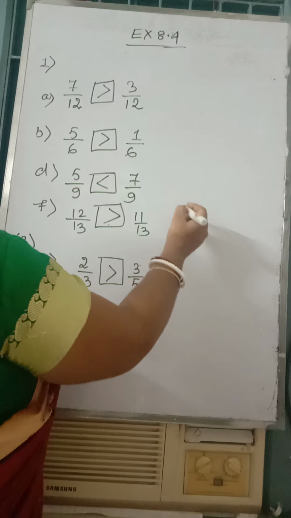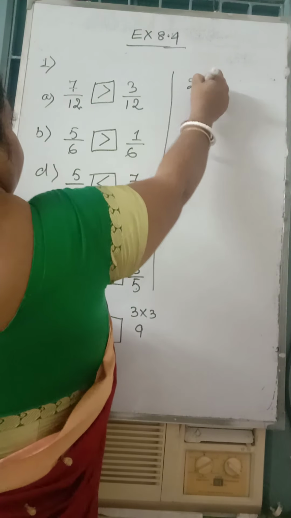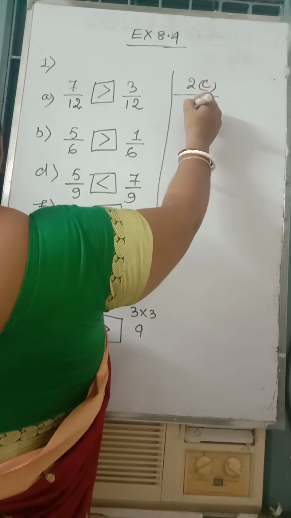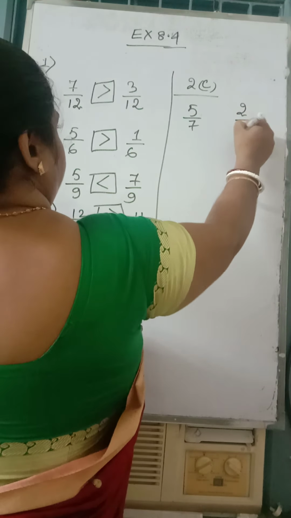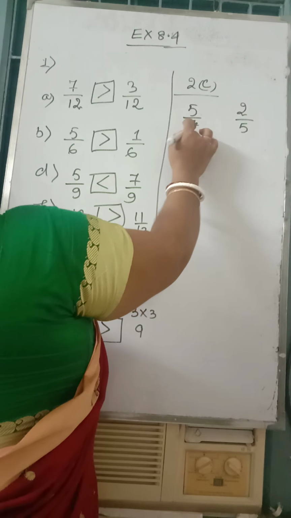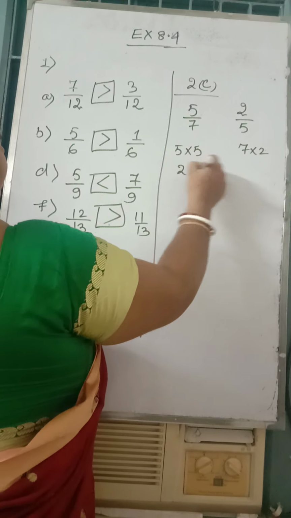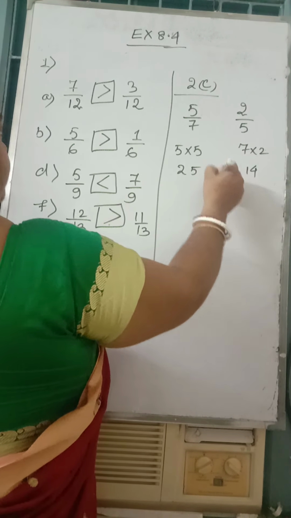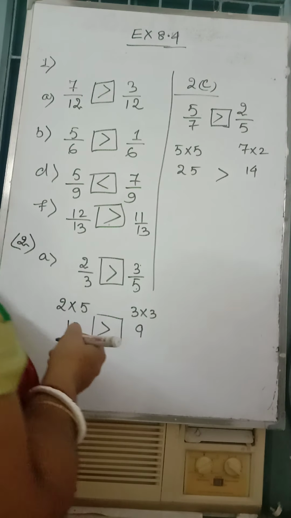Number C, 2C. 5 by 7, 2 by 5. Now numerator to denominator, 5 into 5. Denominator to numerator, 7 into 2. 25, 14. What is greater? 25 is greater. So 5 by 7 would be greater than 2 by 5.